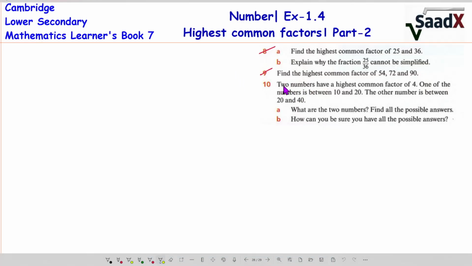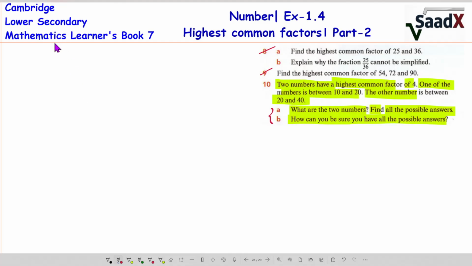Number 10. Two numbers have a highest common factor of 4. One of the numbers is between 10 and 20, the other number is between 20 and 40. So we have to find out what the two numbers are and find all the possible answers. So we will do a and b together. B is, how can you be sure you have all the possible answers?